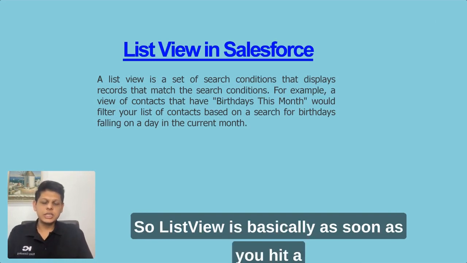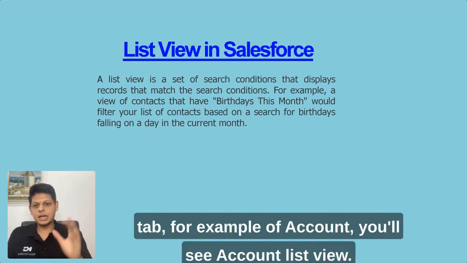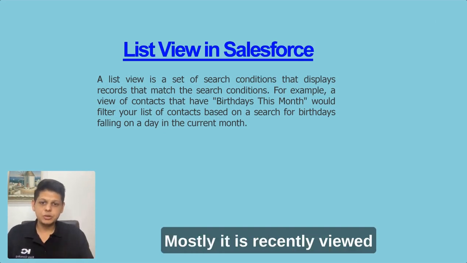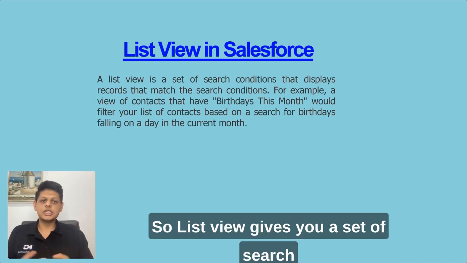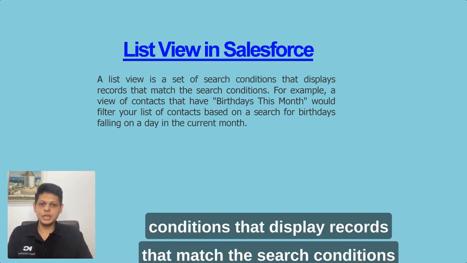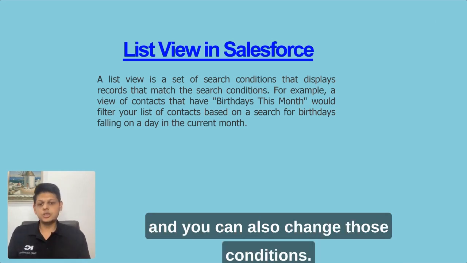List views. A list view is basically, as soon as you hit a tab, for example of account, right, you'll see the account list view. Mostly it is recently viewed or whatever you have pinned. A list view gives you a set of search conditions that display records that match the search conditions, and you can also change those conditions.